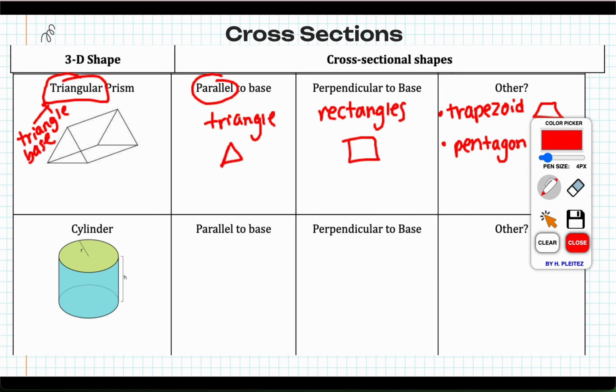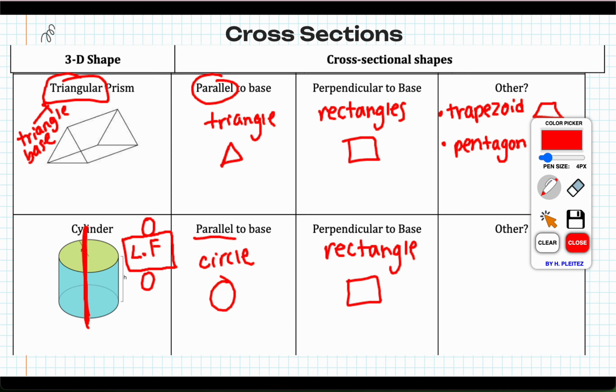So our last shape is a cylinder. Let's just make some predictions. Parallel to the base, for a cylinder, our bases are circles. So I'm going to predict we get a circle. And then perpendicular to our base, this is another one that's a little bit weird, but you just have to know that your lateral face, remember, when we open up that cylinder, we get two circles, and then we have that rectangle that rolls out. So this is the lateral face of our cylinder, and when we go perpendicular, we usually get a lateral face. So I'm going to predict that we get a rectangle here.